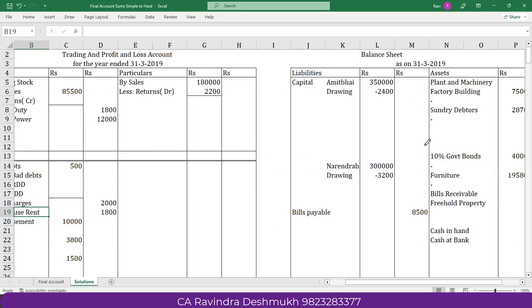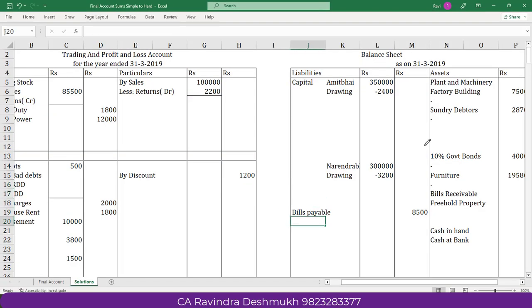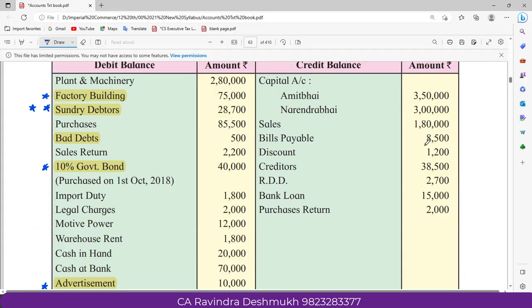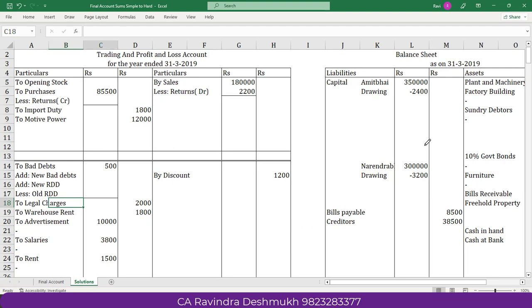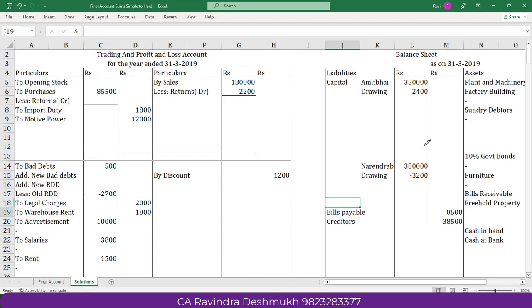Discount on credit side, to be written on the credit side of P&L, discount 1,200. Next one, creditors 38,500, liabilities, no adjustment. Next one, RDD 2,700, this is old RDD, so to be subtracted from the debit side of P&L under bad debts. Bank loan 15,000, no adjustment, on liability side 15,000.